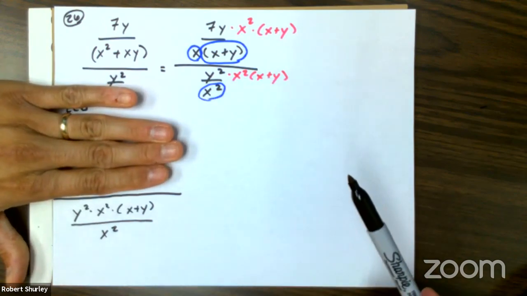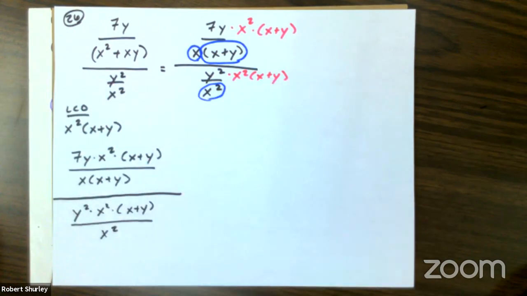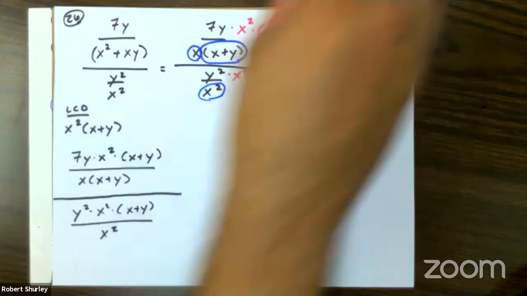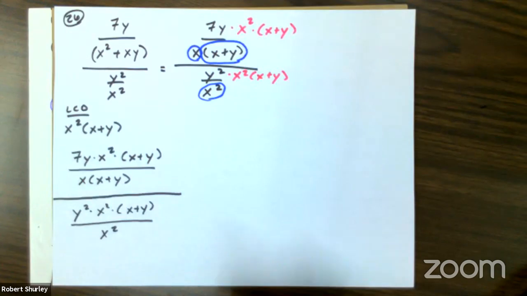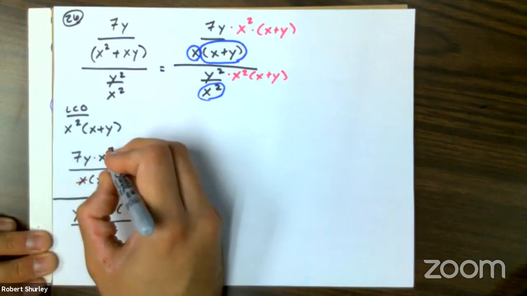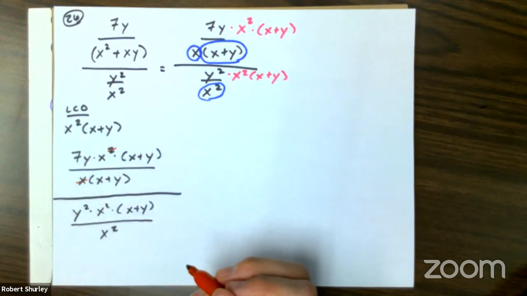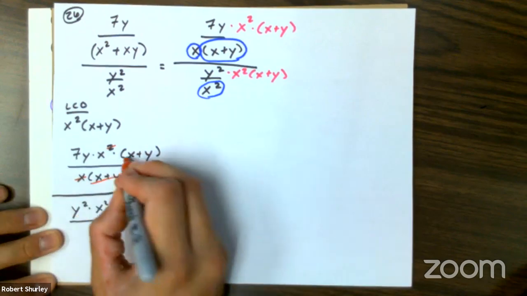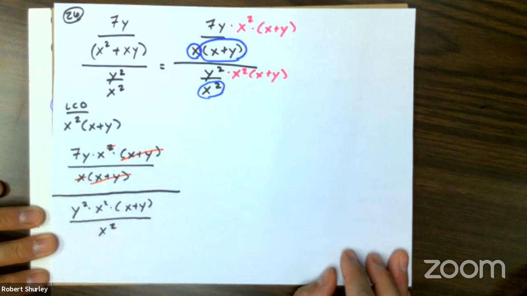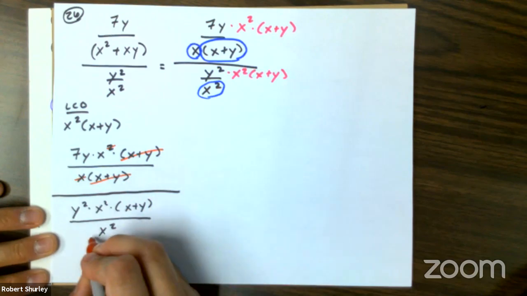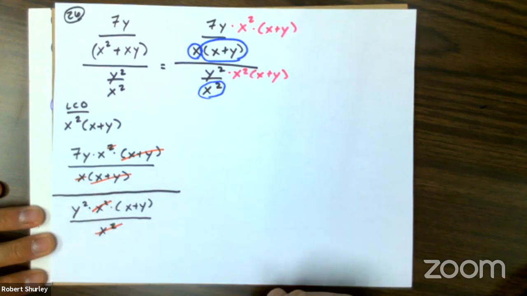That's here, okay? I'm going to be careful. There's a lot going on here, so I've got to make sure I cancel accordingly. Okay, let's see here. This x would cancel with one of those x's, right? And this x plus y would cancel with that x plus y. This x squared cancels completely with that x squared.